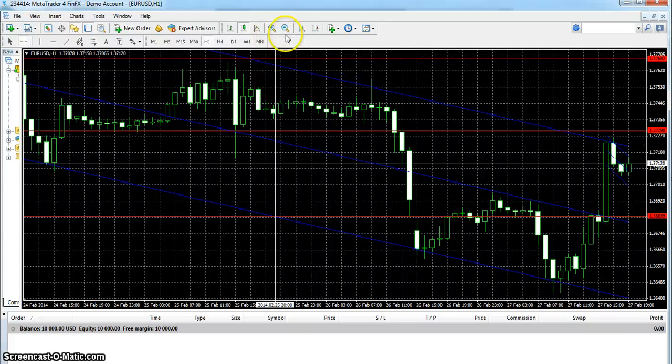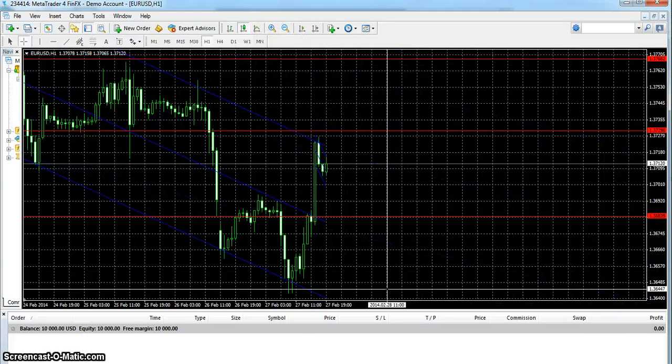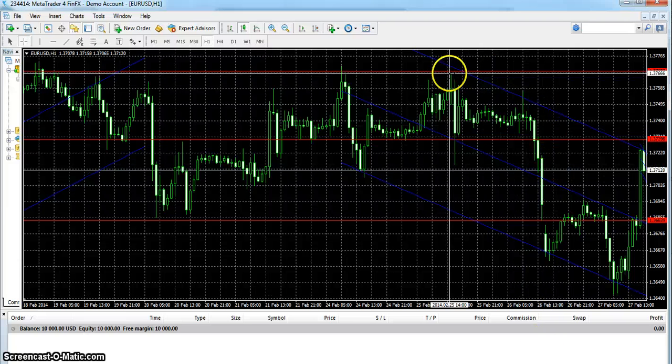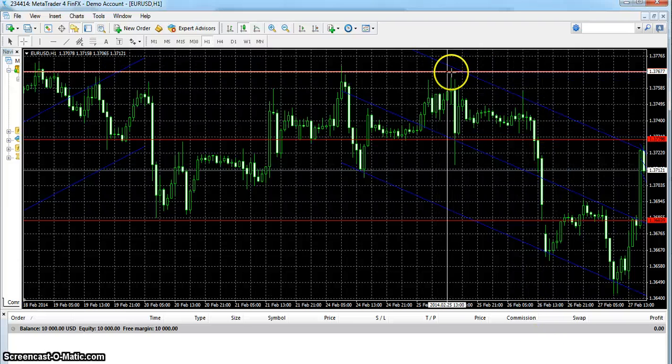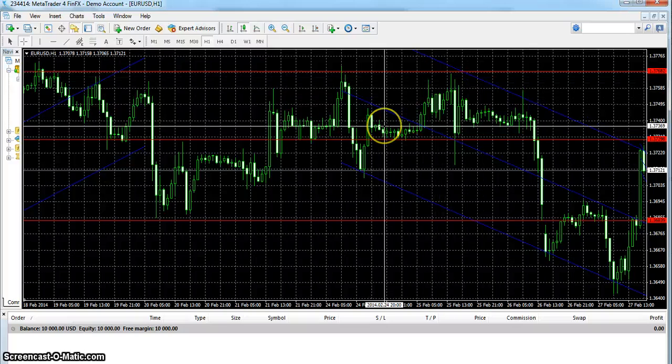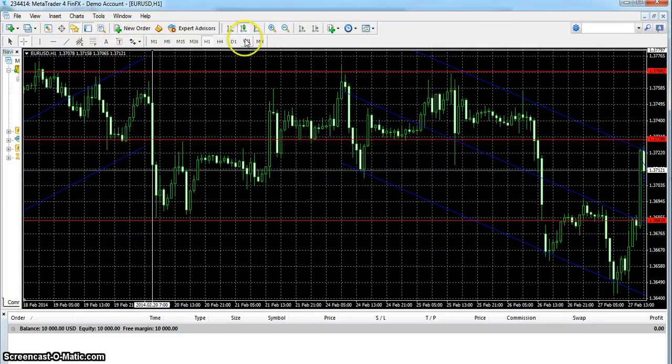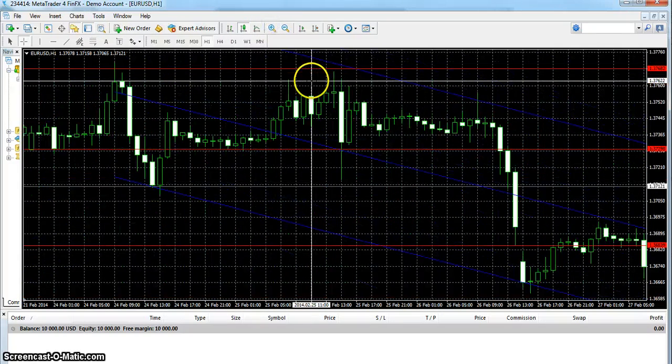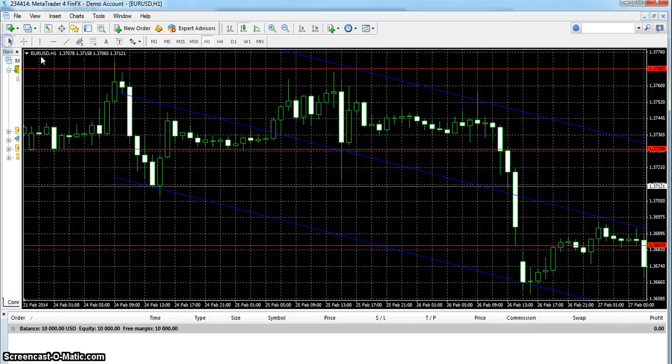Okay, let's look at another place. Where else was a safe place? Let's look. Okay, how about right here? We've got the channels, we've got the bounce level, and the trend all pointing down. Let's zoom in so you can see this. Get rid of our crosshairs. Okay, right here. Down, down, down. What happens? The market bounces and goes down.